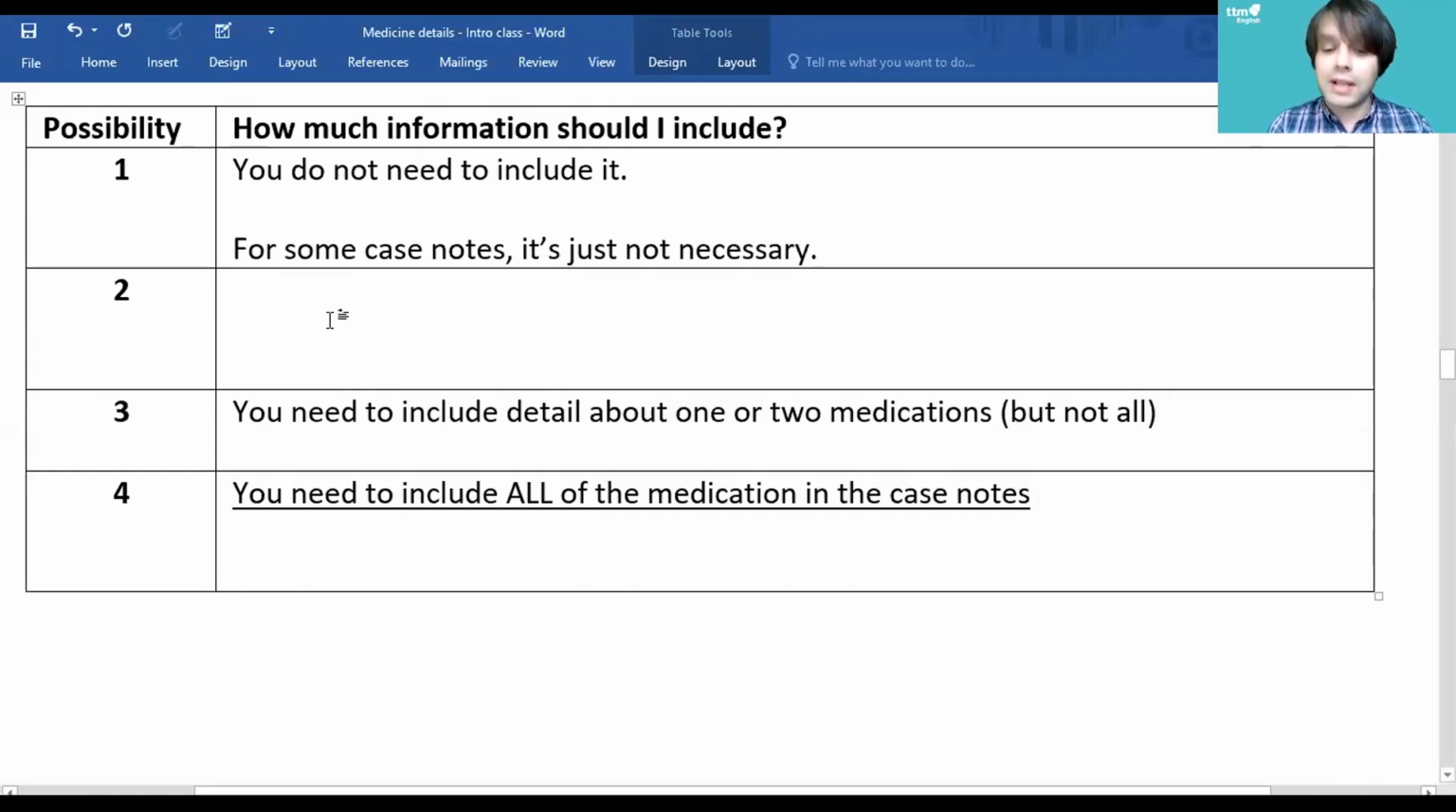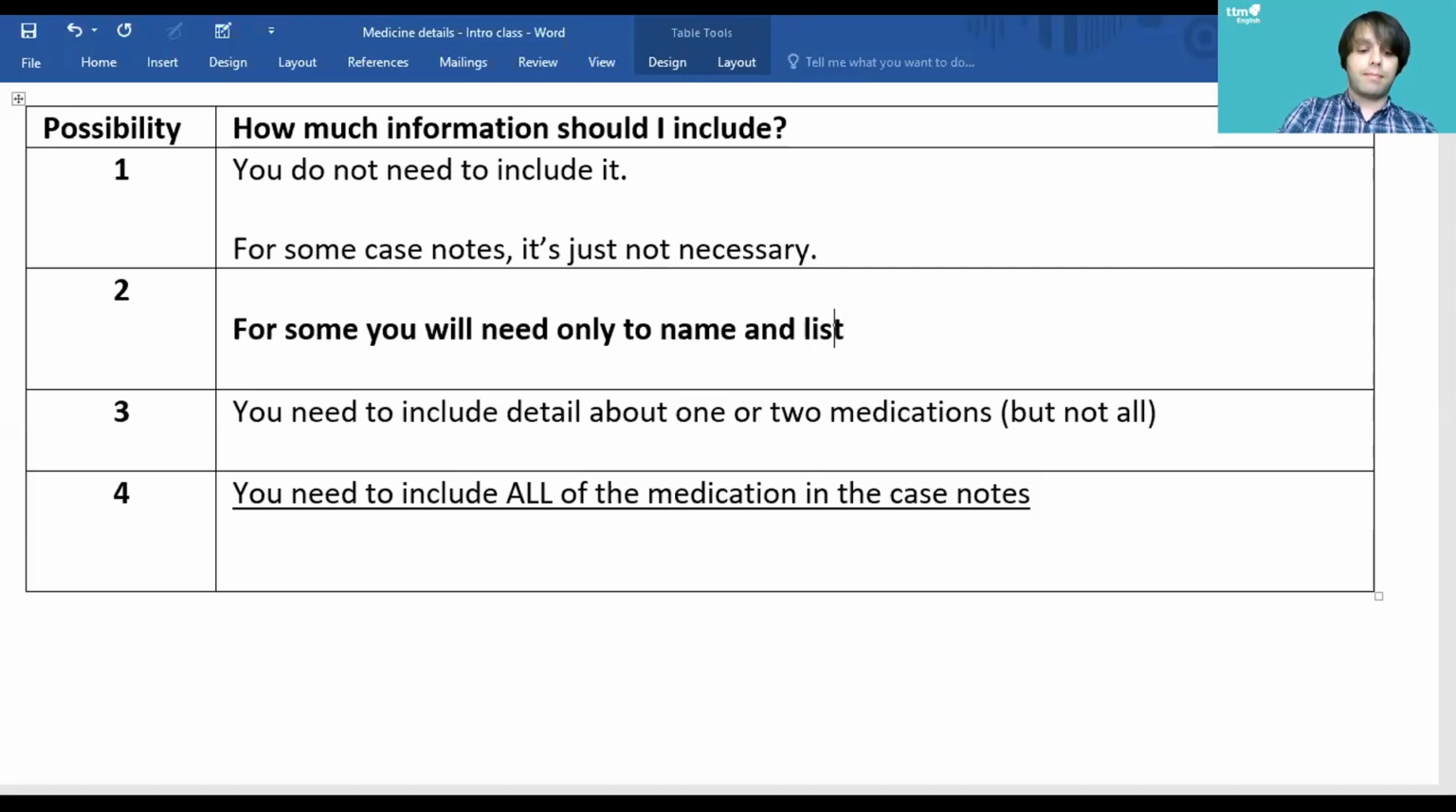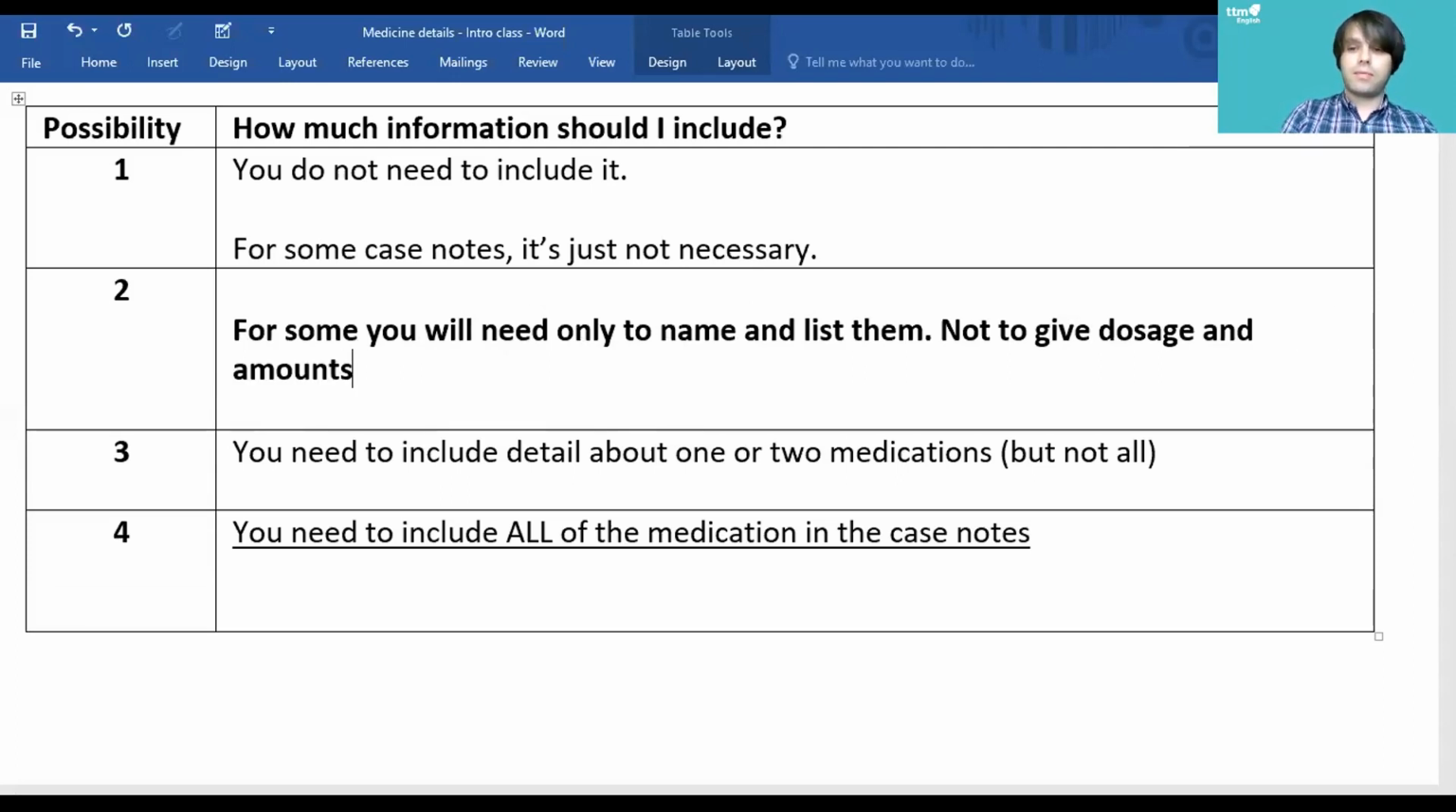Another one is where you say something like this: ongoing medications. We've got lots of ideas, this is very, very good, but let me just show you what number 2 is. Do we always need to give dosage and amounts? We can say painkillers, analgesics, antibiotics, like that. For some, you will need only to name and list them, not to give dosage and amounts.